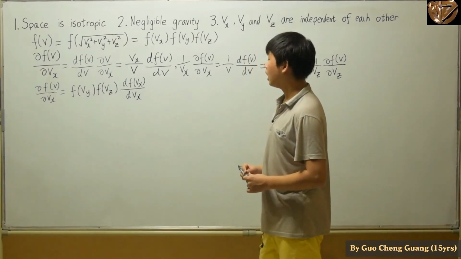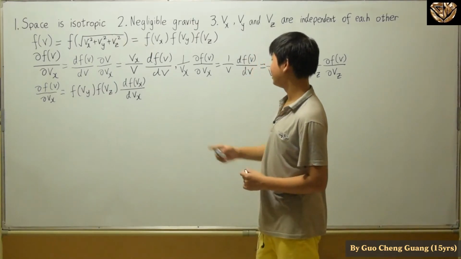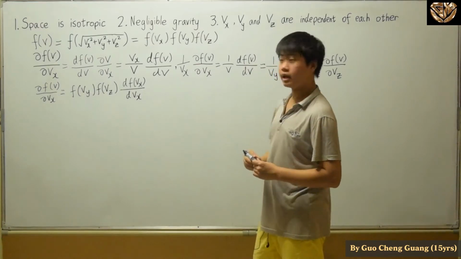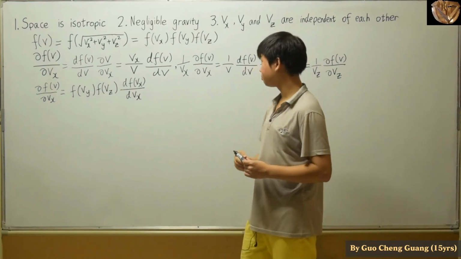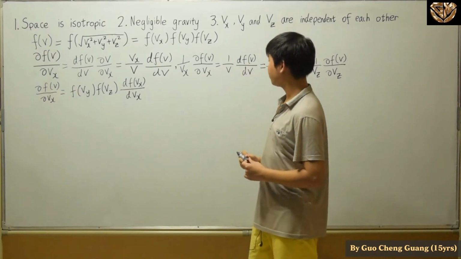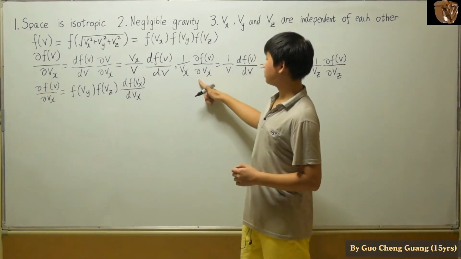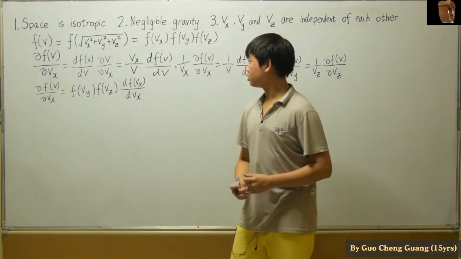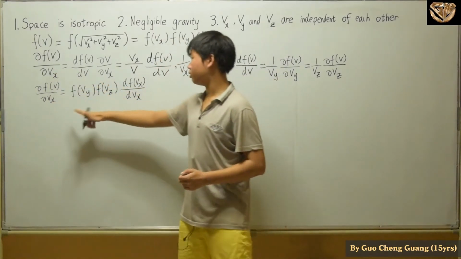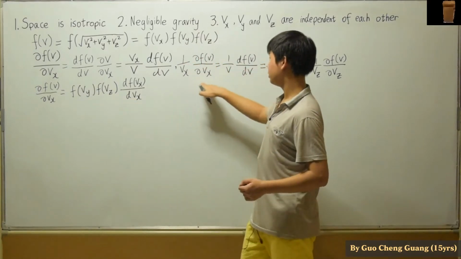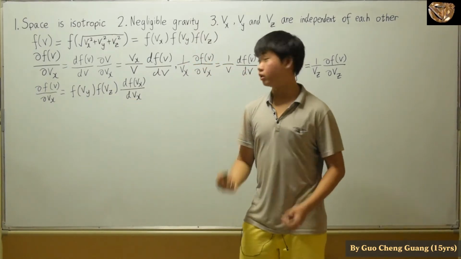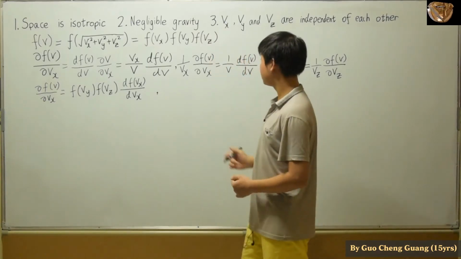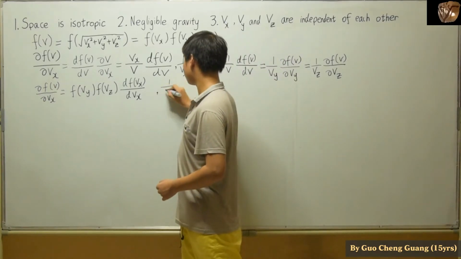Now, how about you compare these two parts again? Are there any similarities you see? Well, of course, you might find this part is just these two. So what if you substitute this portion into here? What are you going to receive? So what you're going to have here is 1 over vx.